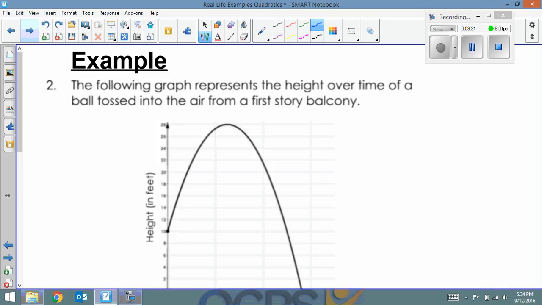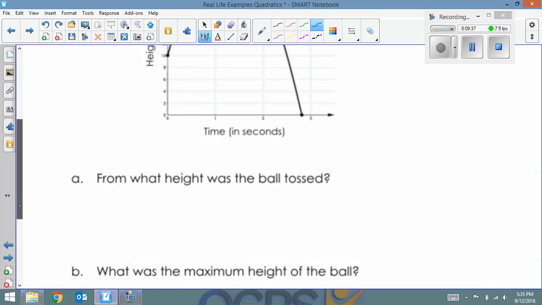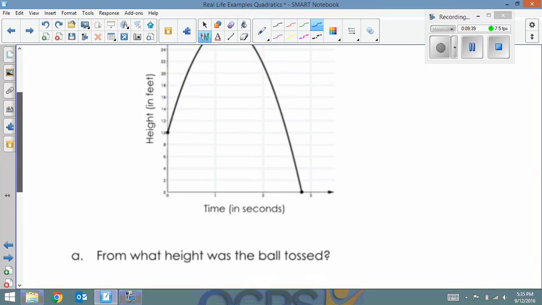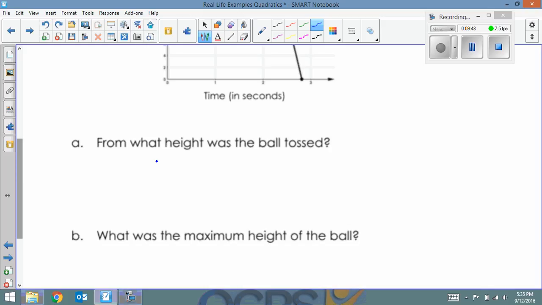Okay, it says the following represents the height over time of a ball tossed in the air from the first story balcony. Well, from what was the height of the ball dropped? So we look here at our y-intercept. And again, it says our height is in feet. That is at 10 feet.